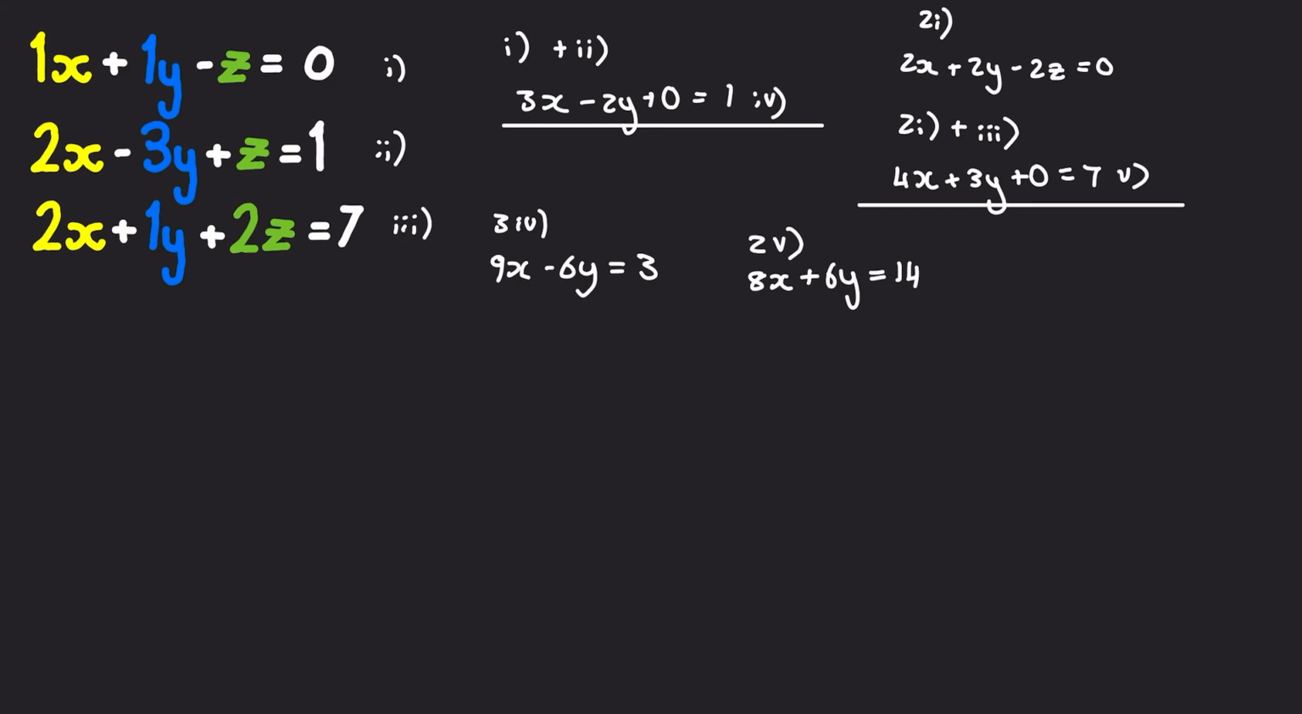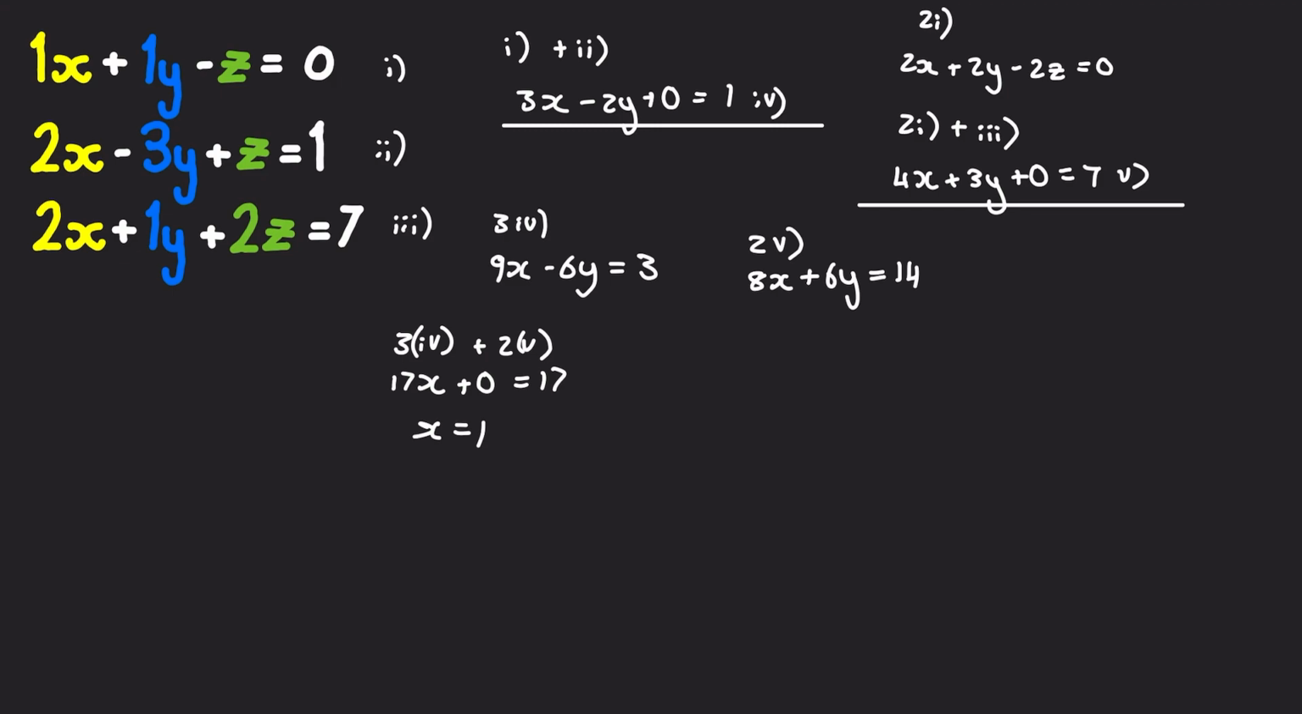Perfect. Now you can see that if I say 3 times equation 4 plus 2 times equation 5, what do I get? Well, 9x plus 8x gives me 17x, minus 6y plus 6y gives me 0, plus 0 is equal to 17. And now we get 17x is equal to 17. So I can say x is equal to 1 by dividing both sides by 17. That's great. I get x equals 1.